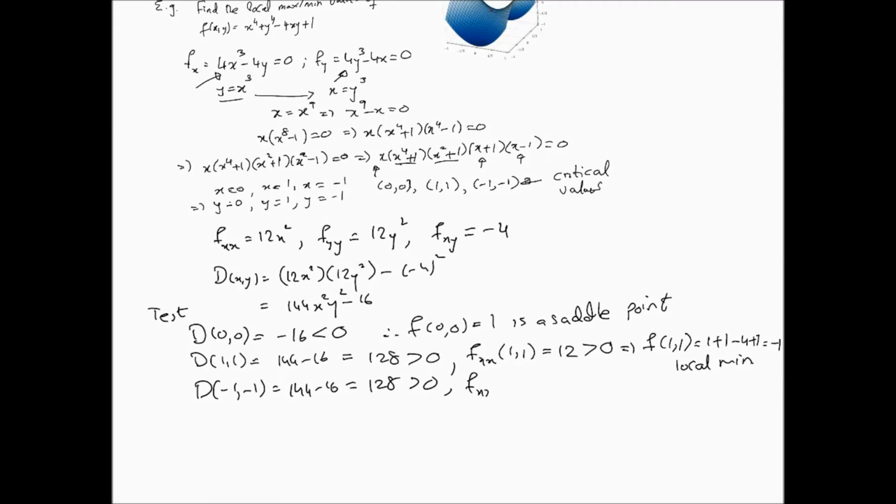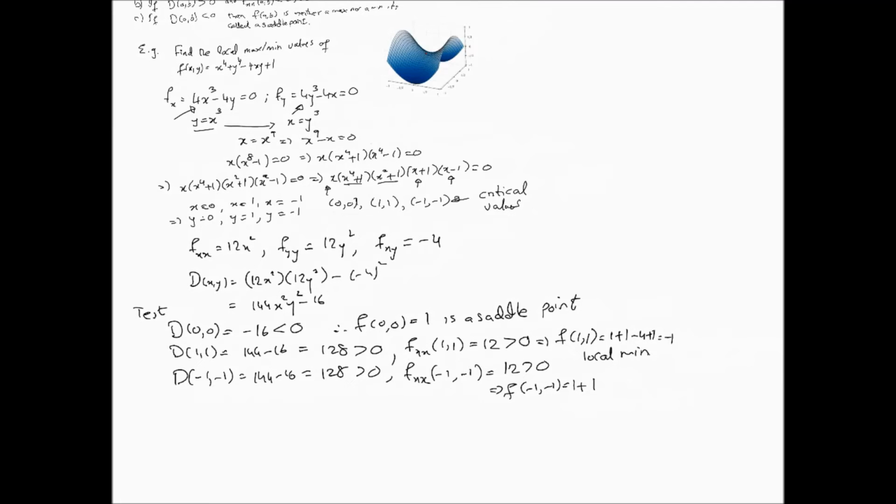Let's calculate fxx at minus 1, minus 1. So that's fxx at minus 1. It's going to be 12, which is greater than 0. That implies that f of minus 1, minus 1, which in this case is 1 plus 1 minus 4 plus 1, so it's also equal to minus 1, is again a local minimum.